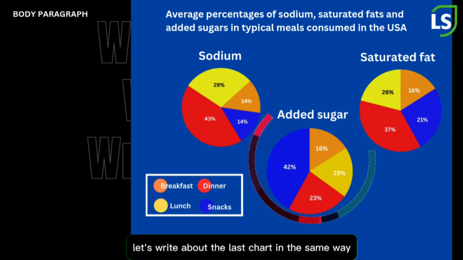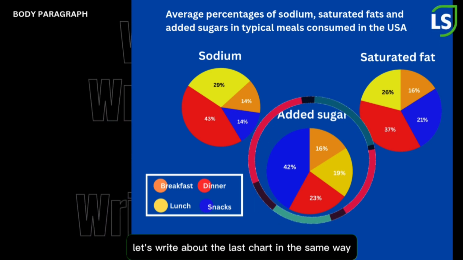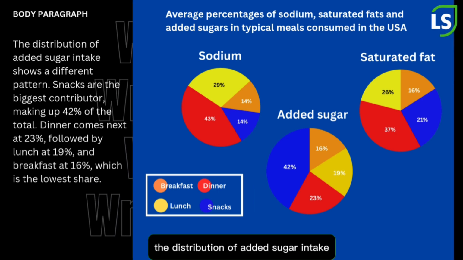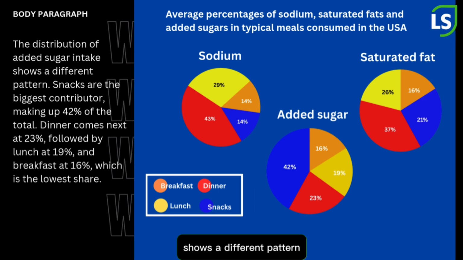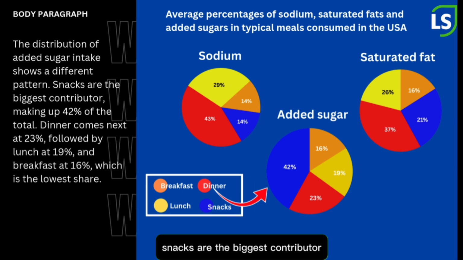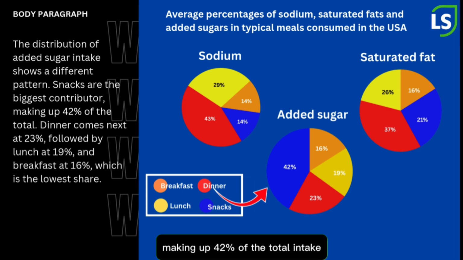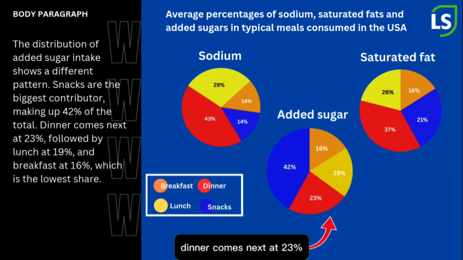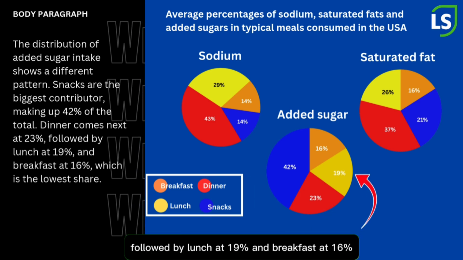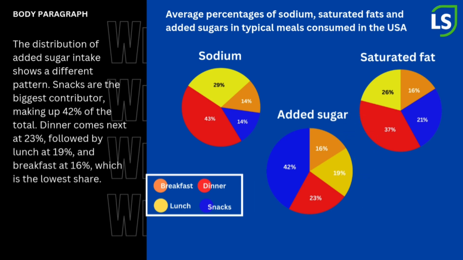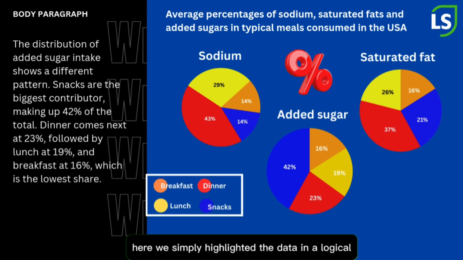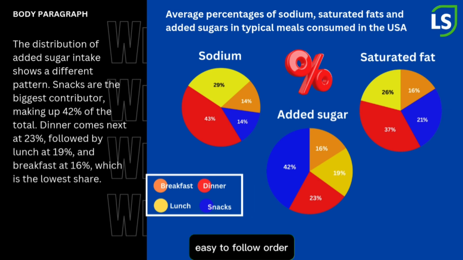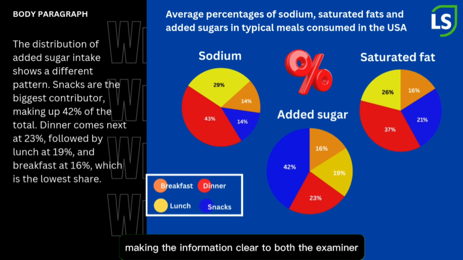Finally, let's write about the last chart in the same way. The distribution of added sugar intake shows a different pattern. Snacks are the biggest contributor, making up 42% of the total intake. Dinner comes next at 23%, followed by lunch at 19% and breakfast at 16%, which is the lowest share. Here, we simply highlighted the data in a logical, easy-to-follow order, making the information clear to both the examiner and your readers.